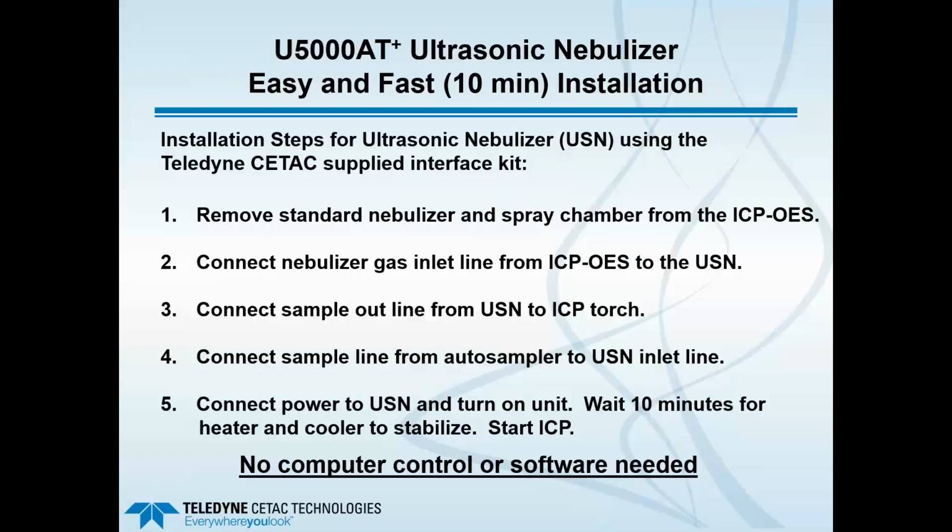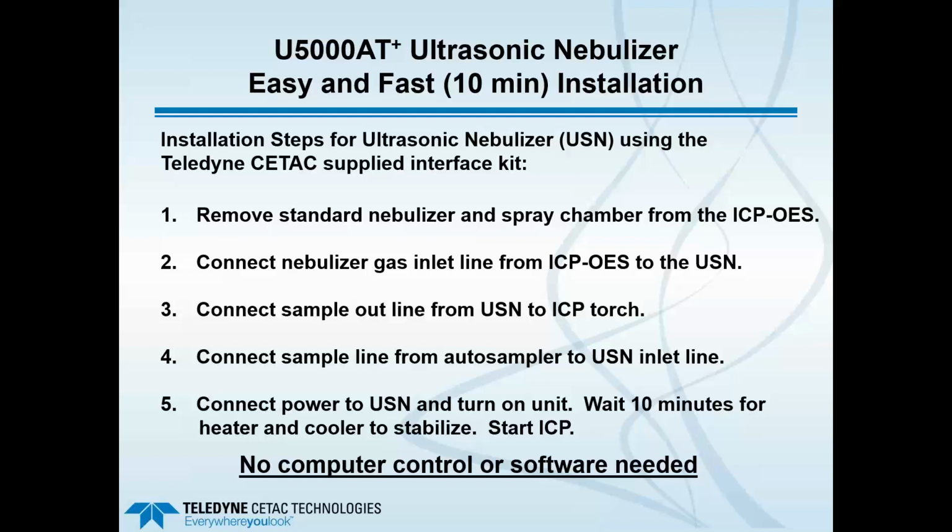So, the installation of the ultrasonic nebulizer, you saw a picture earlier. It takes maybe 5 to 10 minutes at most. You remove the standard nebulizer and spray chamber from the host ICP. You connect a gas inlet line from the ICP-OES to the back panel of the ultrasonic nebulizer. In this case, the gas is acting simply as a carrier gas. Then you'll connect the sample outlet line from the ultrasonic nebulizer to the ICP torch.